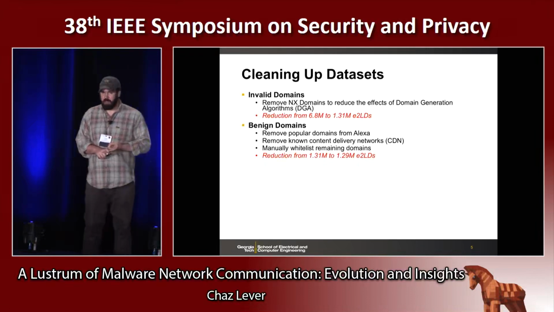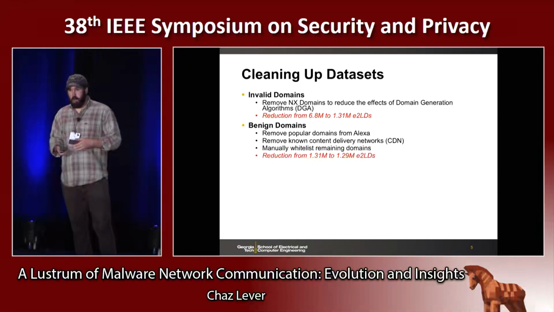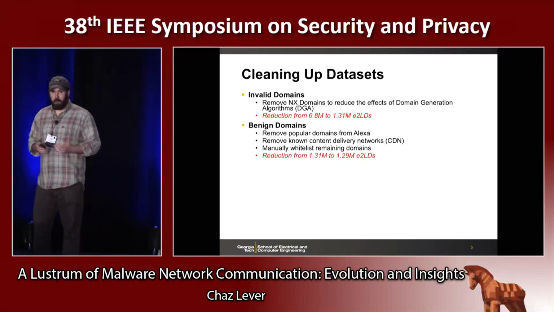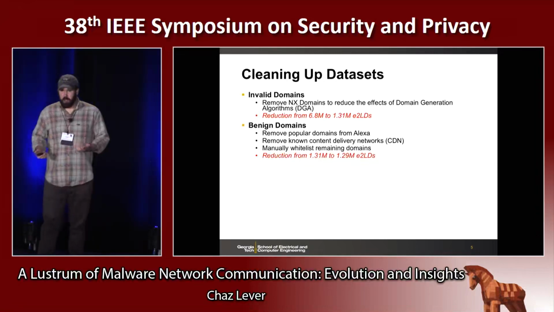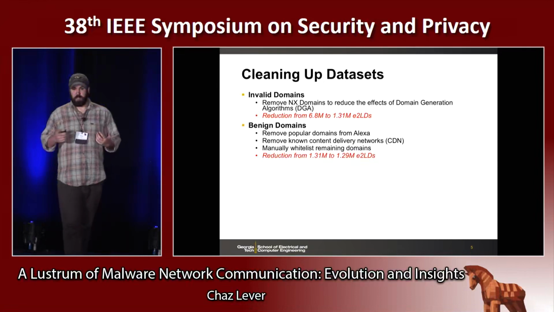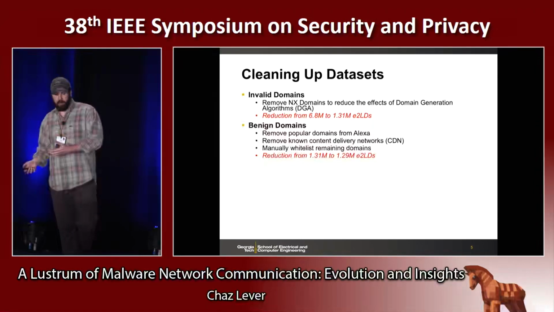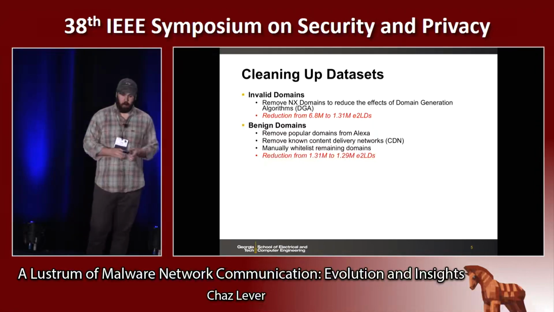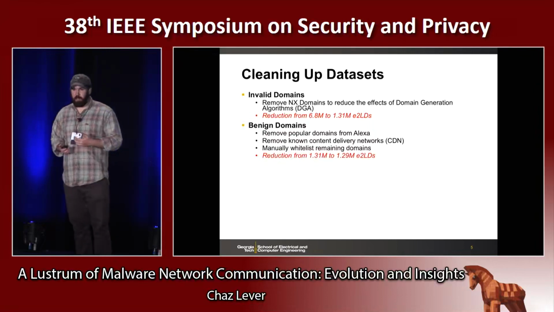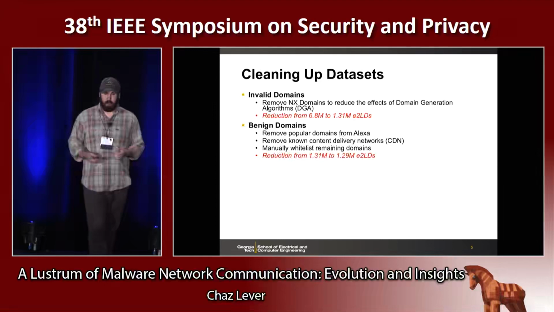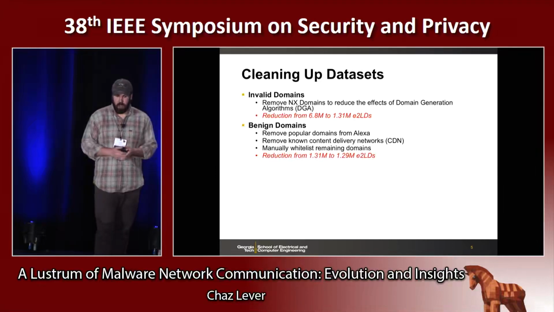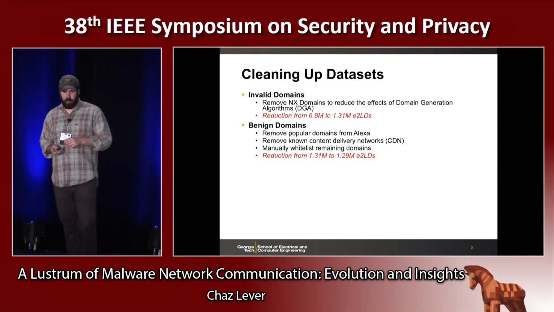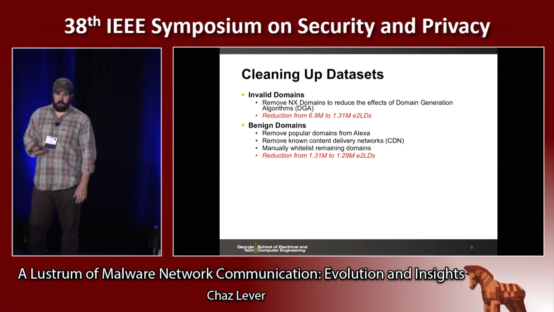The reason we remove CDN domains is that CDNs can be used for both good and bad behavior, but distinguishing between the two can be challenging. So we erred on the side of caution and decided to remove these CDN domains so that the things we had left would be more associated with malware and abusive behavior. The last thing was things we couldn't get out with these whitelists. We manually removed those using a hand-curated list. This gave us another slight reduction down to about 1.2 million E2LDs.